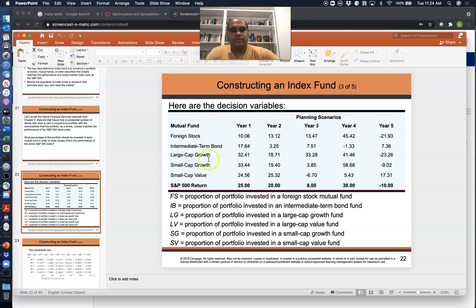So that's one of the ideas. By taking these numbers from those 5 years, you can be a little more confident about the results. Now, what is the idea behind an index fund?